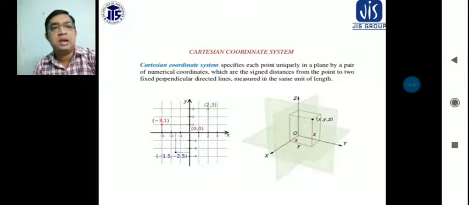Another thing is the Cartesian coordinate system. The Cartesian coordinate system specifies each point uniquely in a plane by a pair of numerical coordinates. You can see on the left side the two components, the x and y components. Zero is on the x-axis, and the y component is the y-axis. In the left figure there is the origin 0, 0.